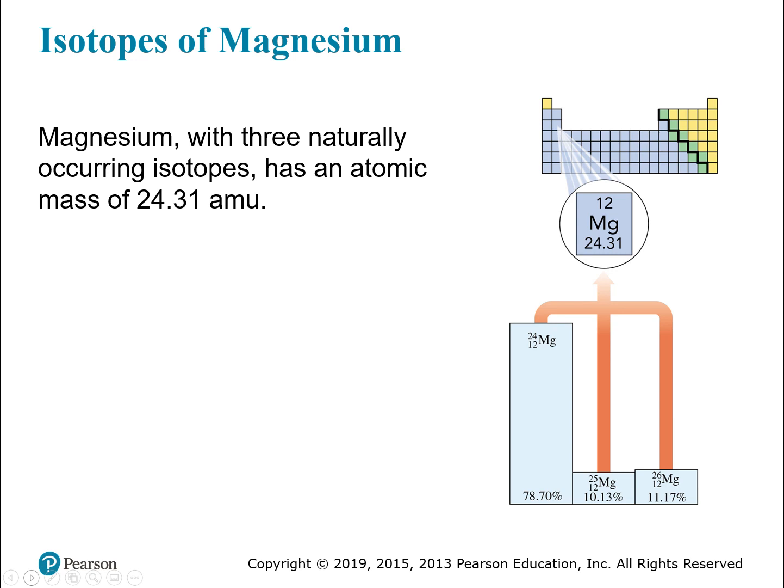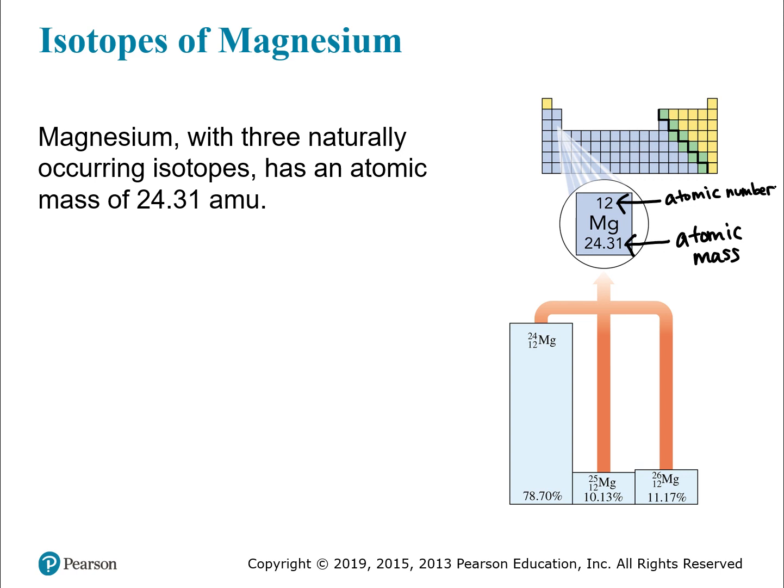Magnesium has 3 naturally occurring isotopes, and it has an atomic mass of 24.31 atomic mass units. That's this number here. So every periodic table will have 2 numbers. The top whole number is the atomic number, and the number underneath with the decimal is the atomic mass.